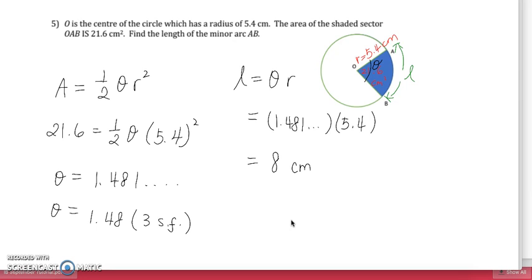And then to calculate the length, you multiply the angle by r. And I will highly recommend that you use the unrounded answer. So keep that number on your calculator and then multiply that by the radius 5.4 to get the length of the minor arc, which is 8 centimeters.